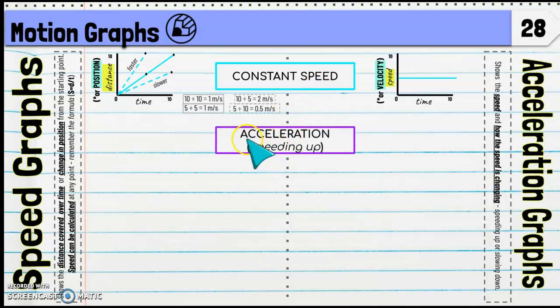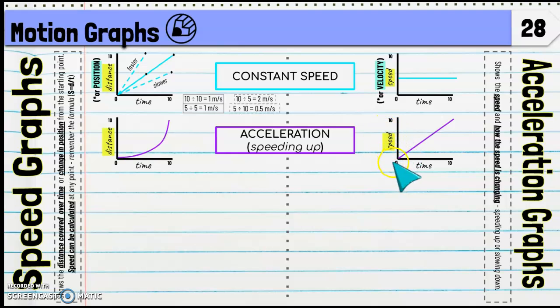Next, we'll take a look at acceleration or speeding up. In a speed graph, again, we have distance and time. We can see that it starts out covering a small amount of distance as the time is passing, but then the line gets more steep. Again, the steeper the line, the faster it's going, so this shows that the object is speeding up. In this acceleration graph, you can see the speed on the y-axis, and the line is going up, so it shows that the speed is increasing.